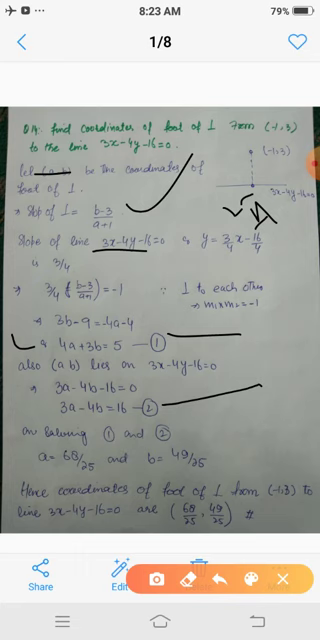Hence the coordinates of the foot of the perpendicular from (minus 1, 3) to the line 3x minus 4y minus 16 equals 0 are (68 upon 25, 49 upon 25). So these are the required coordinates of the foot of the perpendicular from (minus 1, 3).